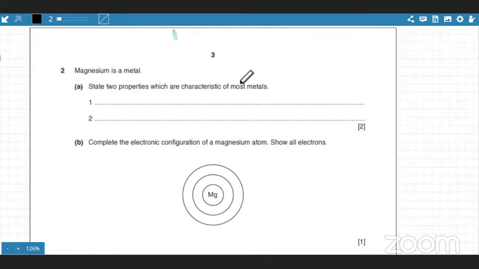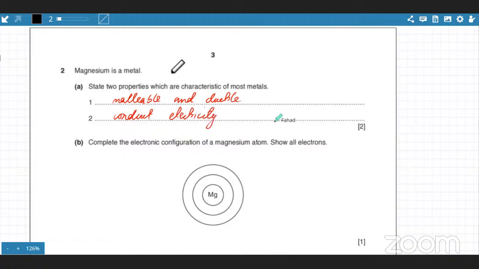Now, this part of the question states that magnesium is a metal, and asks to state two properties which are characteristics of most metals. Number one, they're malleable and ductile. And they conduct electricity. They have free moving electrons. So those are the two properties.